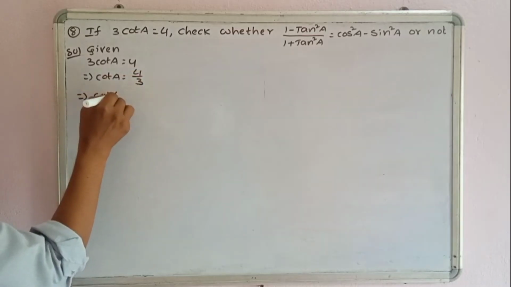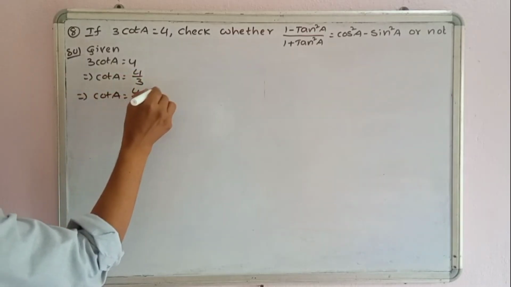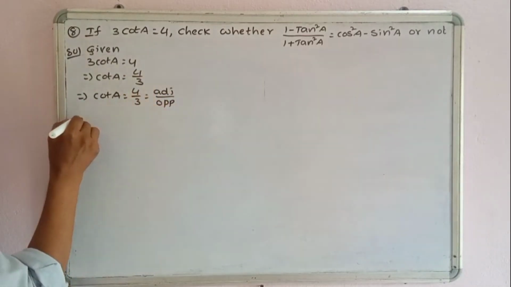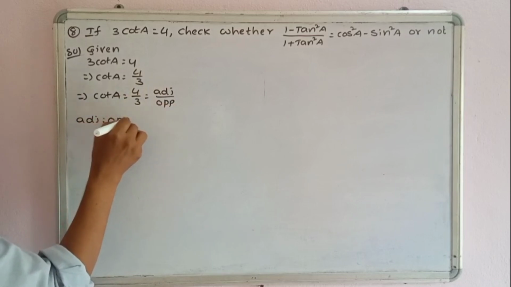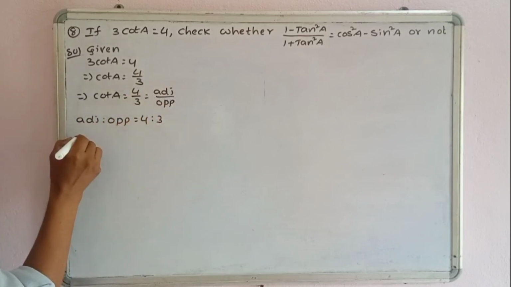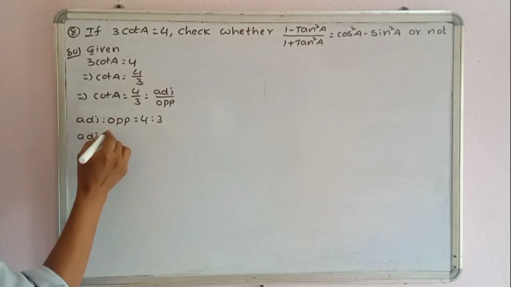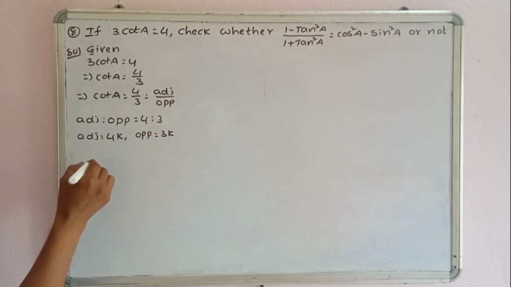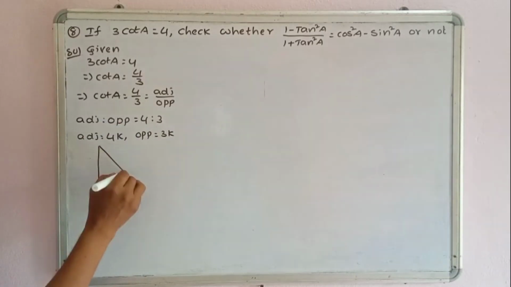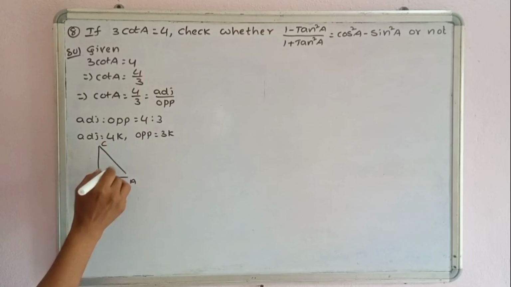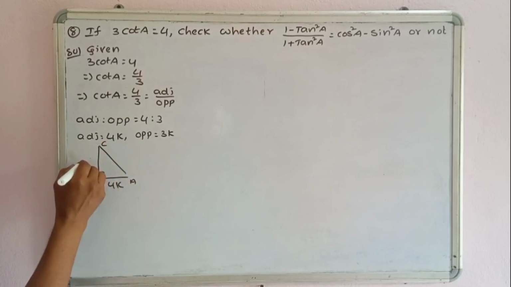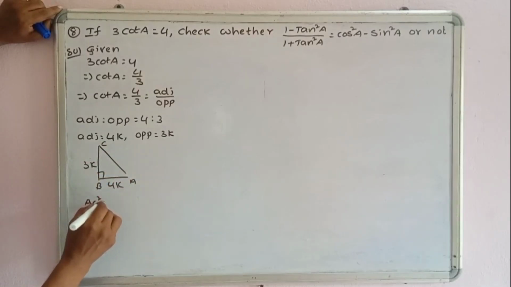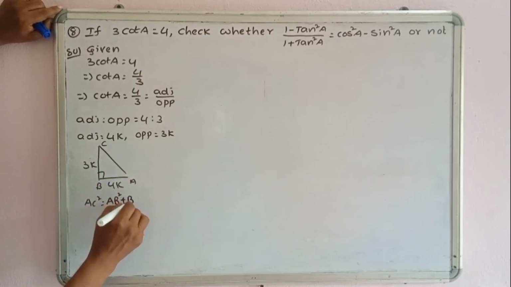Cot A equals 4 by 3. What is the cot A definition? Adjacent by opposite. So adjacent is to opposite equals 4 is to 3. Therefore adjacent equals 4k, this is the ratio, and opposite equals 3k, where k is the constant. So draw a triangle ABC, angle B is right angle. Adjacent is 4k, opposite is 3k. From triangle ABC, using Pythagoras theorem, AC square equals AB square plus BC square.